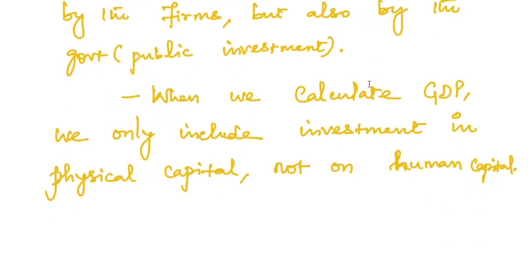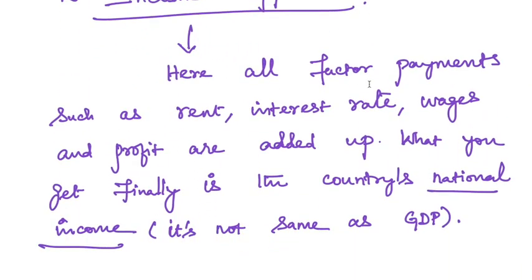The next one is the income approach. Here we add up all factor payments such as rent, interest, wages, and profit, and what you get finally is the country's national income. In most cases, it is not the same as the country's GDP, because we add something to GDP and we deduct something from GDP to measure national income. That will be explained a little later.